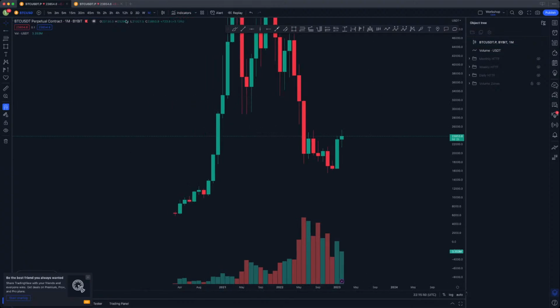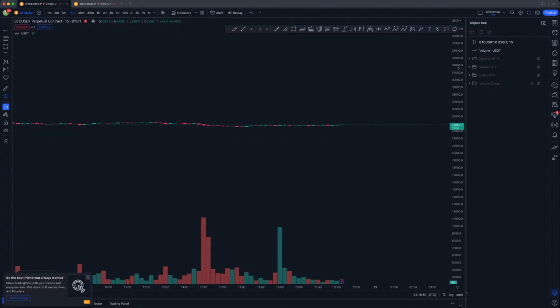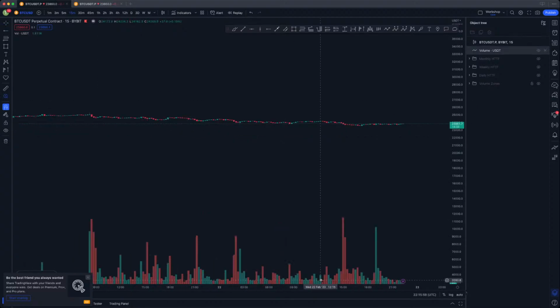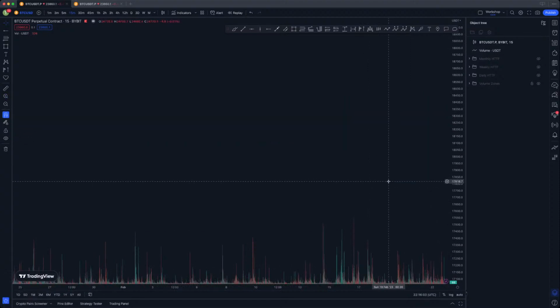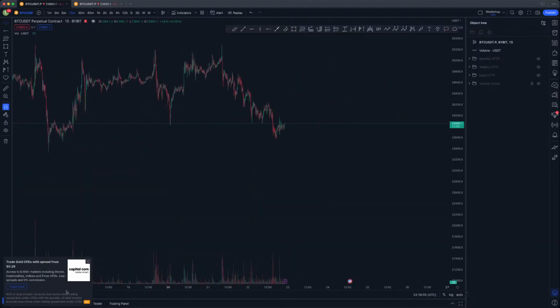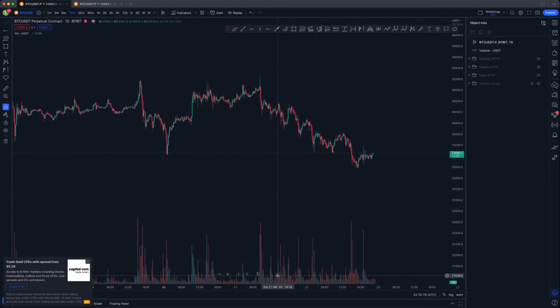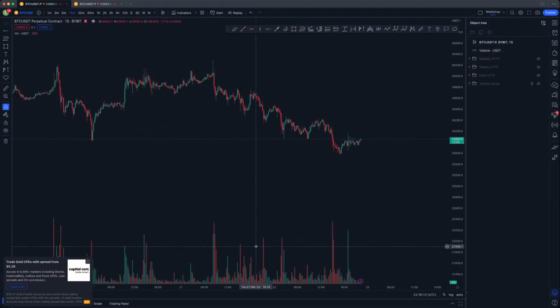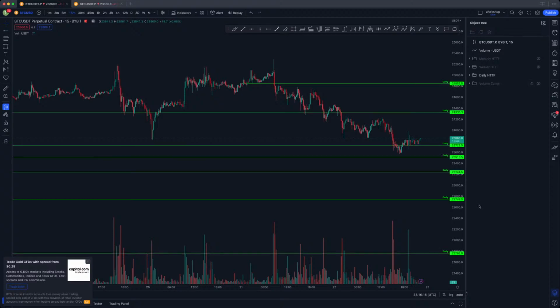Okay, and we're gonna go 15 minute. We're gonna zoom in. Let's zoom and focus in on, say, here. Now what we're going to see now is how well we respect these key term timeframes. Let's start with the daily.